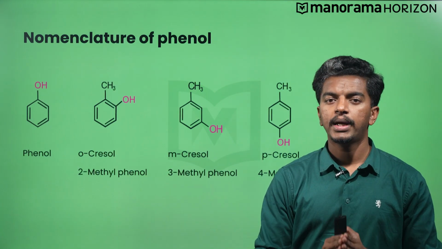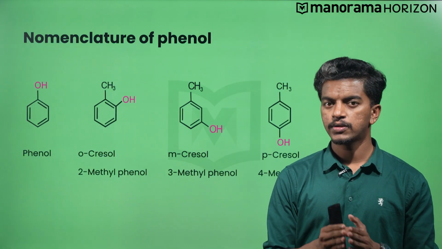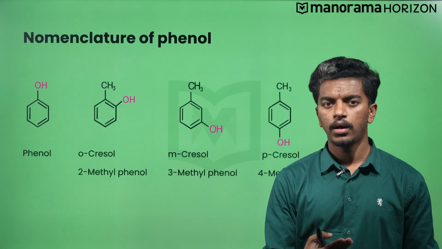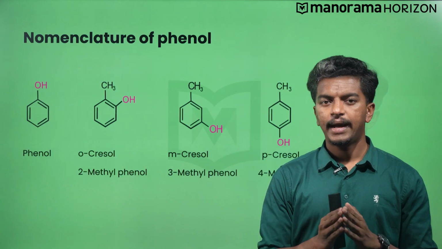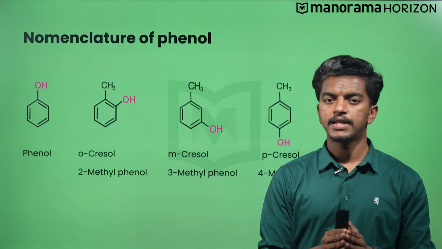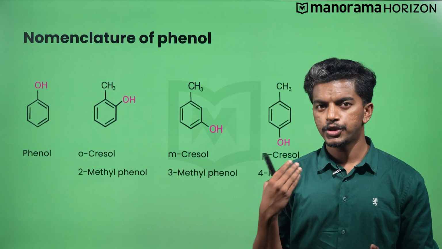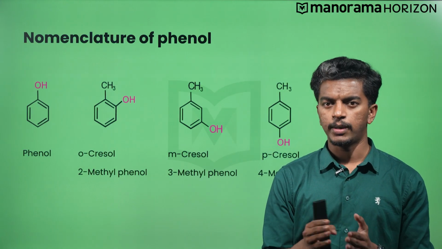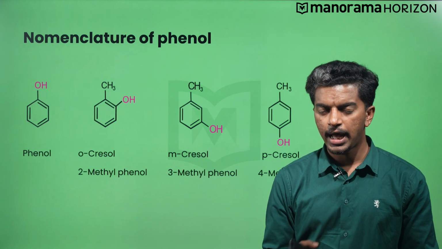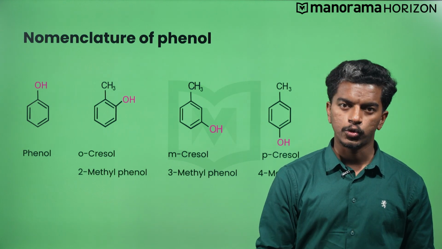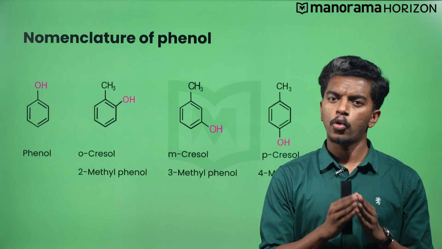In the case of aromatic compounds, the simplest hydroxy derivative of benzene is phenol. It is its common name and also an accepted IUPAC name. As the structure of phenol involves a benzene ring, in its substituted compounds the terms ortho, that means 1,2-disubstituted, meta, 1,3-disubstituted, and para, 1,4-disubstituted are often used in the common names.